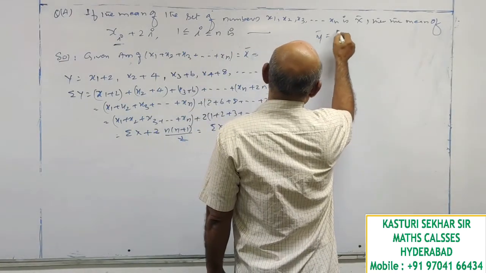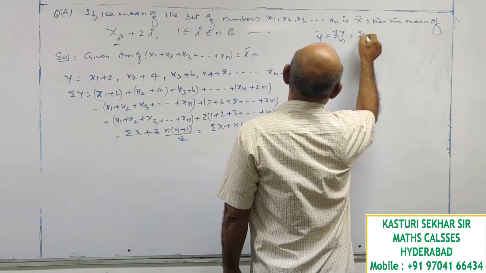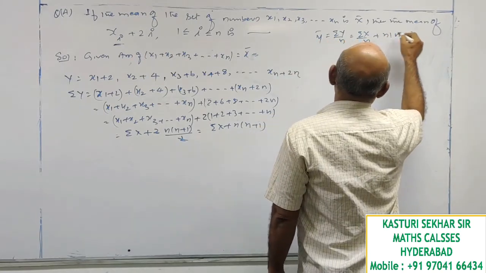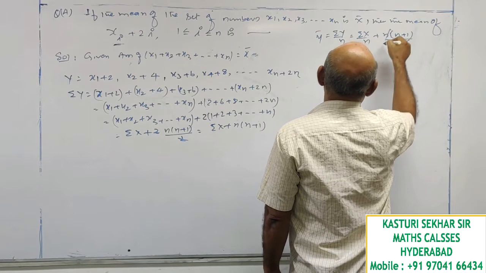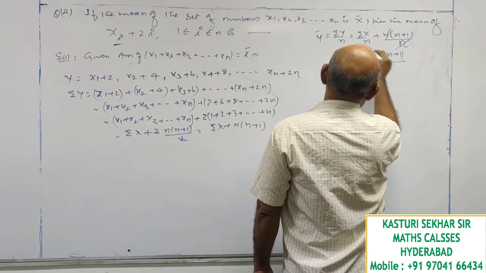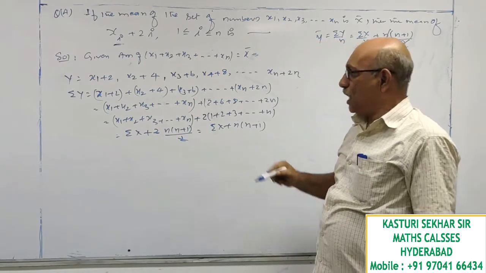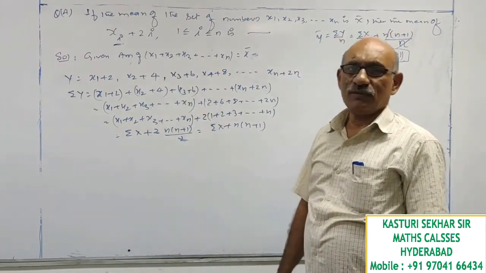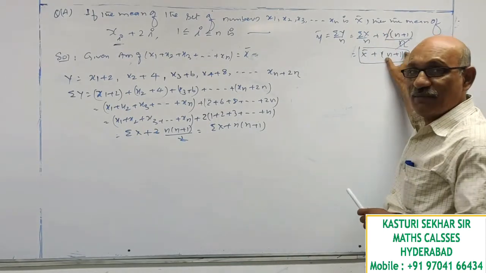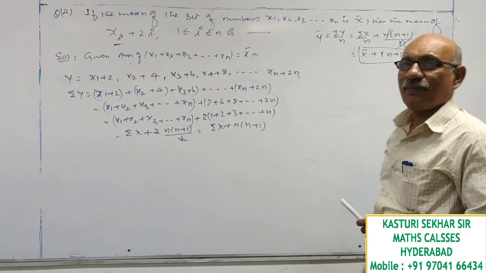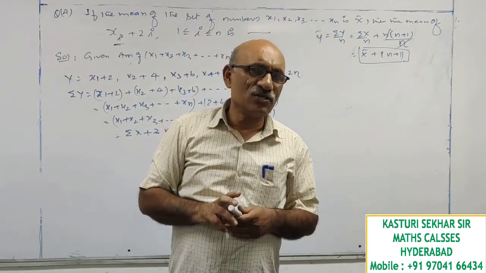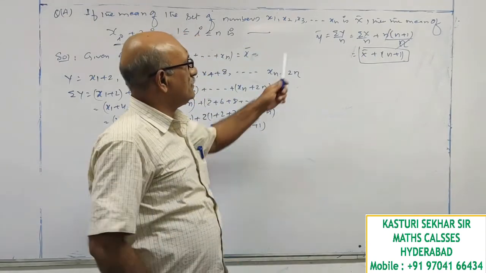Now y bar is equal to summation of y by n, which is summation of x by n plus n into n plus 1 divided by n. Cancel. So y bar is x bar plus n plus 1. Very simple, sir. You remember this way: to the mean of these observations, the even numbers you added, so add the even numbers' arithmetic mean here. Just a 10 to 15 second answer.